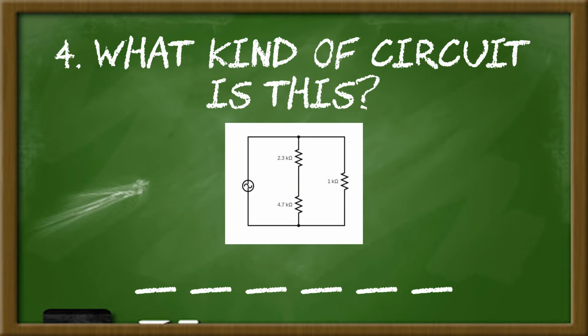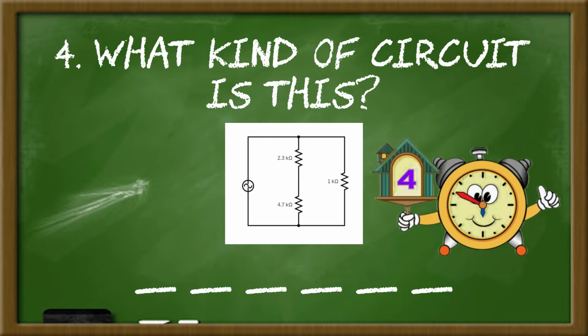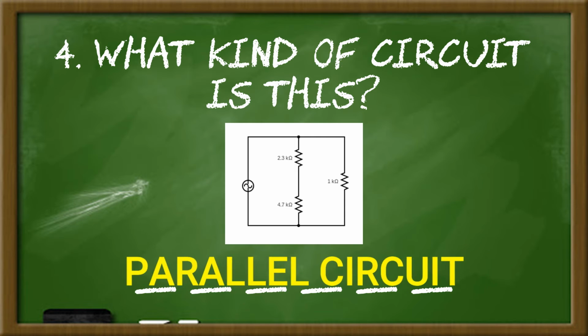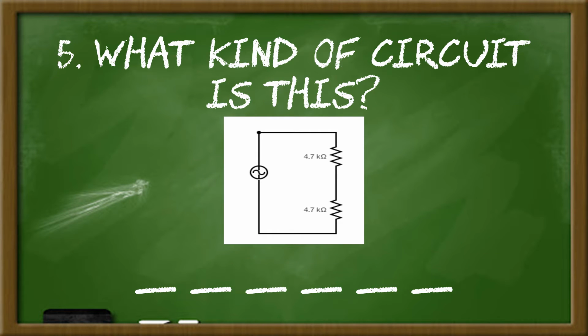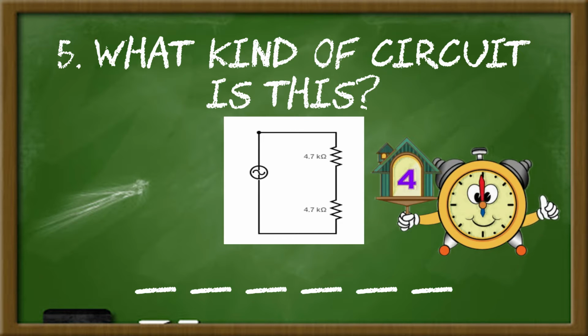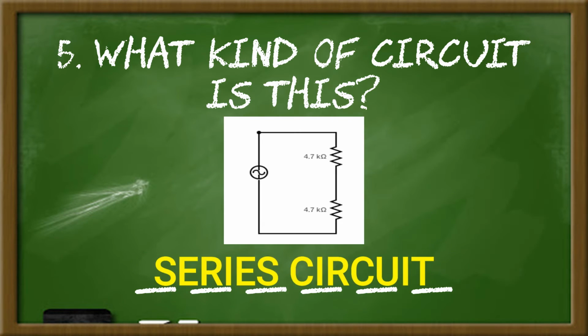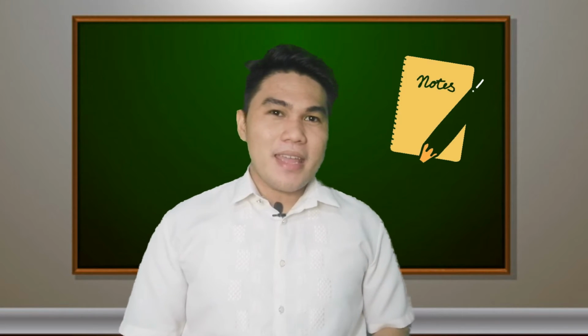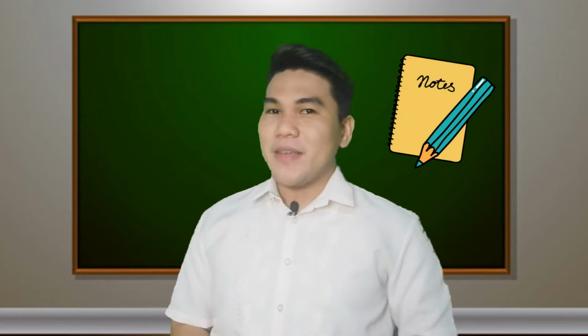Question number 4. What kind of circuit is this? That is parallel circuit. Question number 5. What kind of circuit is this? That is series circuit. Okay, so that is the recap of our previous lesson. So have you answered it all correctly? That's good. So now, get a piece of paper and pen and answer your first activity.